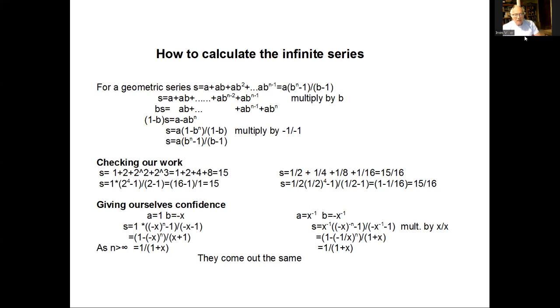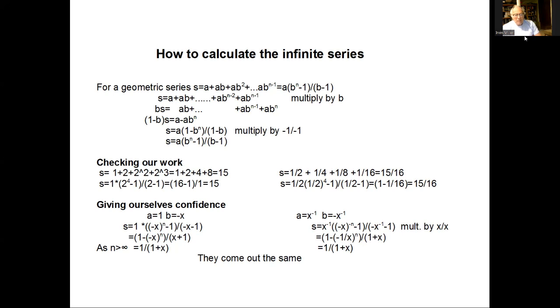Our series follows that work. But before we try this series, let's check it. First, we check it with a equal to 1 and b equal to 2. And then we check it with a equal to 1/2 and b equal to 1/2. And when we do that, we find the direct sum of the series is equal to the same as the formula.